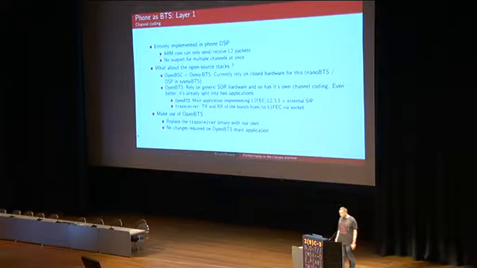Then we get down to layer 1. Well, as I mentioned, it's entirely in the phone. It's pretty much entirely implemented in DSP, and it really doesn't do what we need it to do because, first, you give it L2 packets and you receive L2 packets. It doesn't let you play with the bursts and all the low layer stuff. And even if you wanted to reuse it, it anyway doesn't support multiple channels at once. So it's really no good to us. That means that we need another implementation of layer 1.